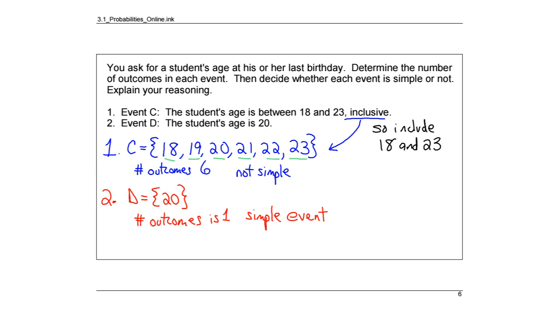All right, event D is that the student's age is 20. Well, it looks kind of crazy, but that's my only choice, right? So down here, D is the set of just 20, and since there's only 1 outcome, then it is a simple event.